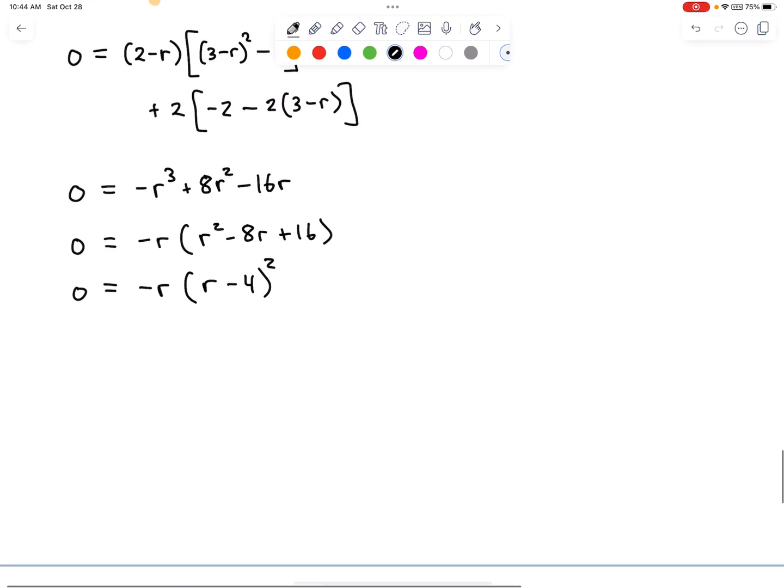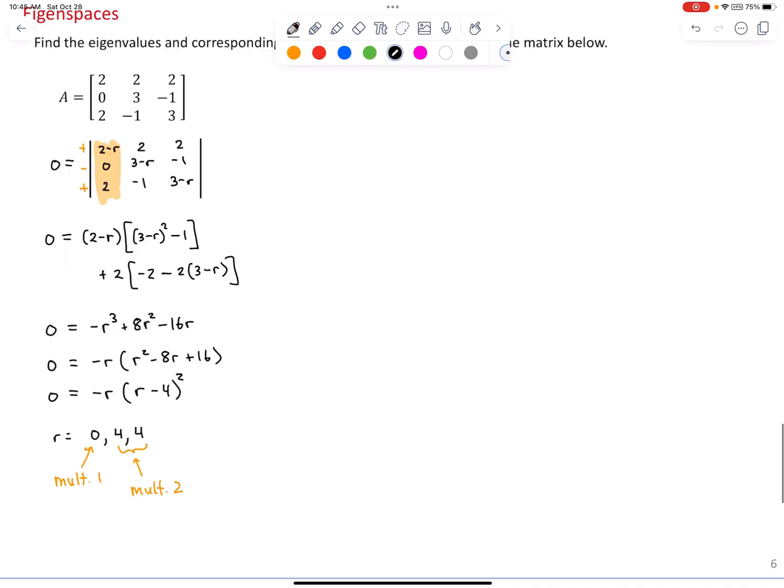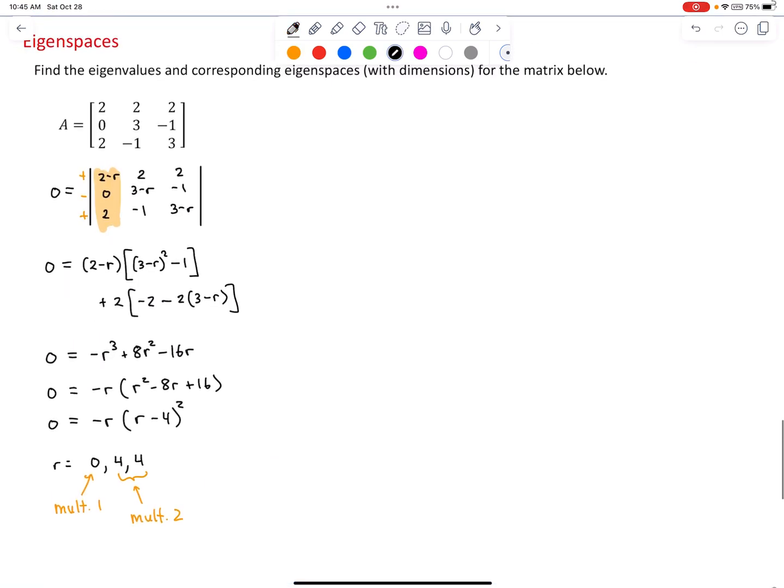So our roots are, we have 3 roots here. Set negative r equal to 0, we get 0. So 0 can be an eigenvalue. And then the other 2 eigenvalues are 4 and 4. So again, 0 has multiplicity 1 and 4 has multiplicity 2. Okay, now finding the eigenspaces.